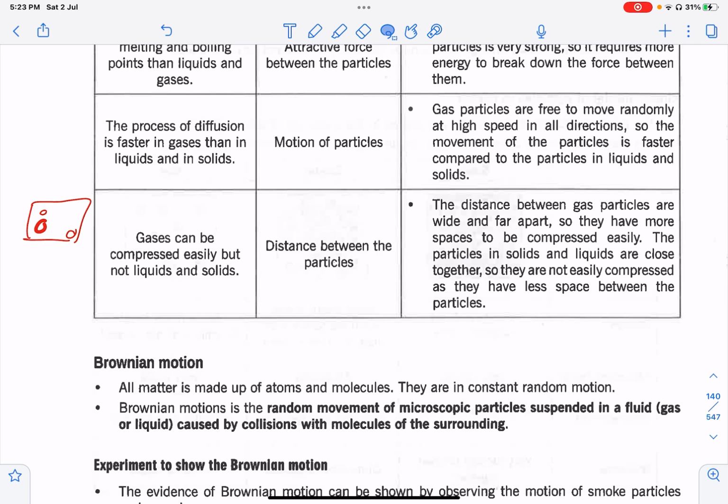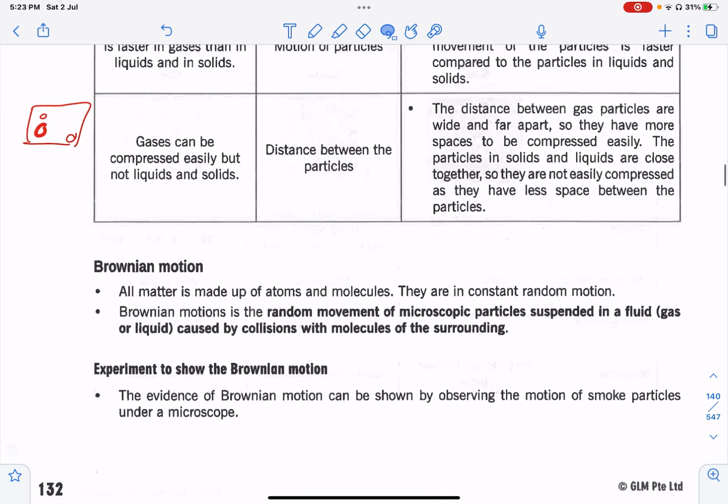Finally, compressibility. Gas can be compressed easily as the distance between the gas particles is wide and far apart. They will have more space to be compressed, whereas the particles in the solid and liquids are close together and are not easily compressed as they have little space between them.